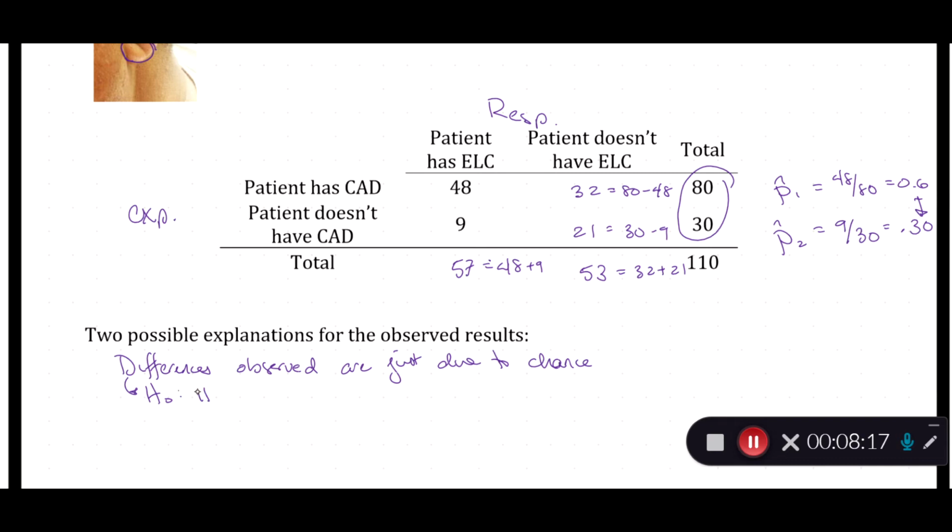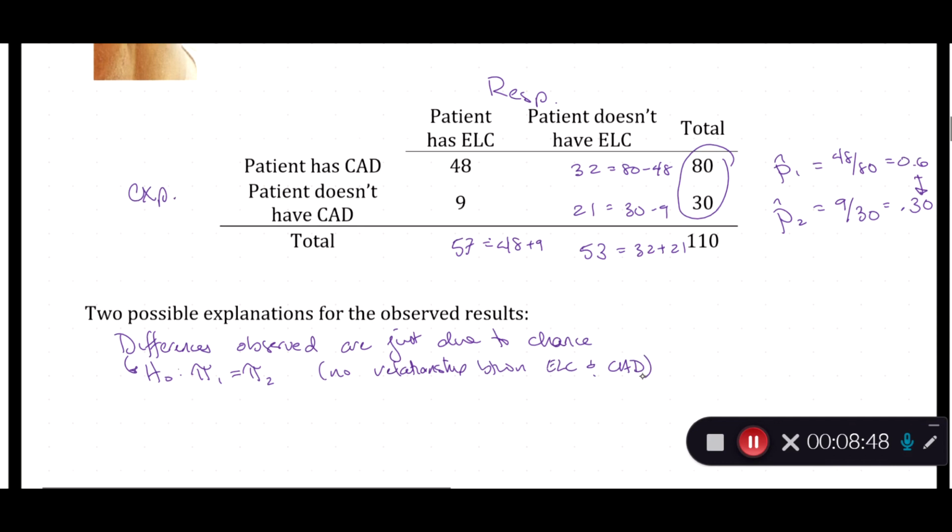So in the population, pi1 and pi2 would actually be the same. So the true proportion of people who have CAD and have ELC would be the same as the true proportion of people who don't have CAD and have ELC. That would mean that there is no relationship between having an earlobe crease and coronary artery disease.